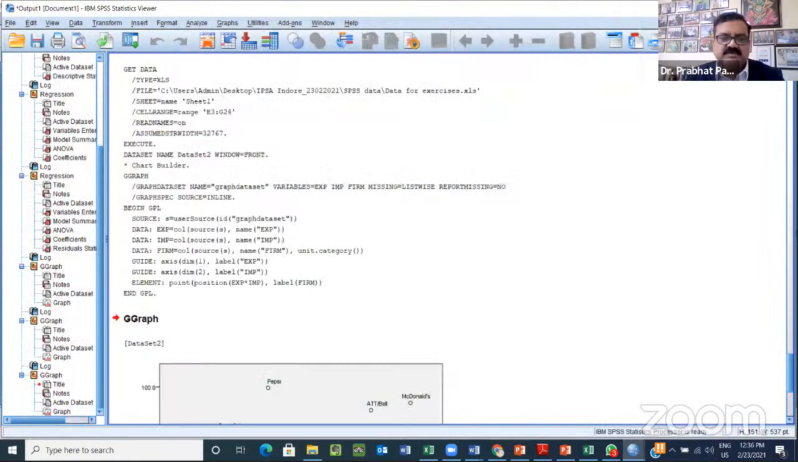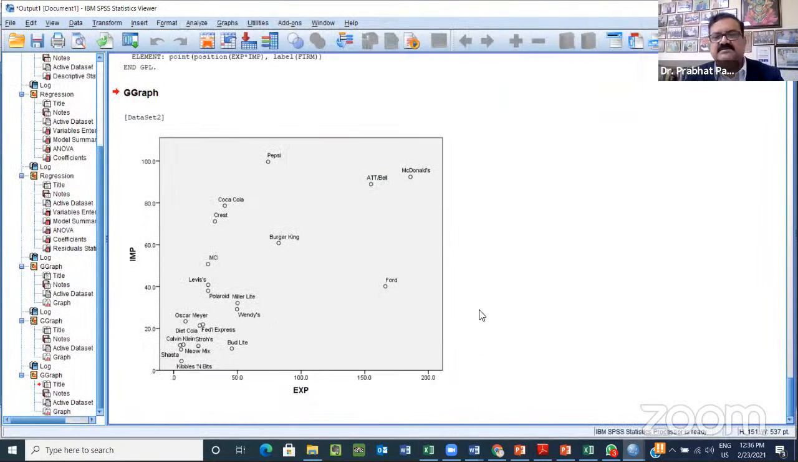Such kind of graphs are very useful if you put it in the research paper. So here you see the scatter dots have been created with the name of the company. So you will be able to explain very easily. Say, for example, you look at the Pepsi and you want to understand the efficacy of the advertisement by these companies, how effective these advertisements are.